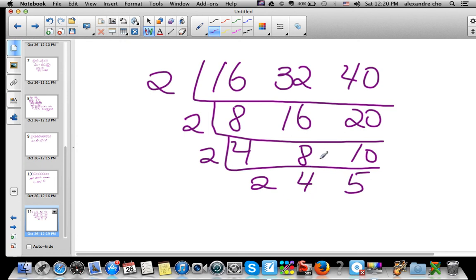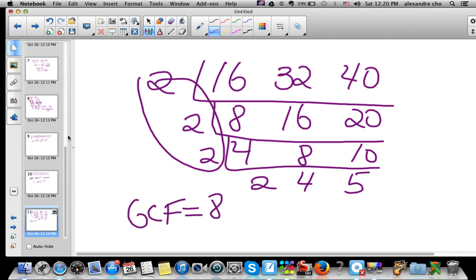3 is not going to work for everybody. 4 is not going to work for everybody, and 5 is not going to work. So we are done. How do I find the GCF? We multiply the numbers on the side. So the GCF is 2 times 2 times 2, which is 8.